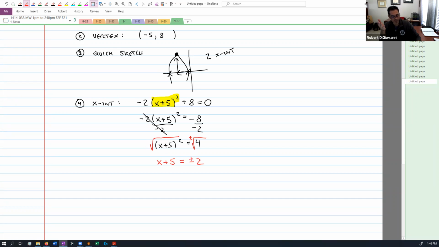And we almost have x by itself. We just need to subtract 5 on both sides. So plus or minus 2, take away 5. And that gives me two different answers, the plus case and the minus. So if I do the plus, it's 2 minus 5, which is -3. And if I do the negative case, it's -2 minus 5, which gives me -7. Does that all make sense? What I'm doing there?